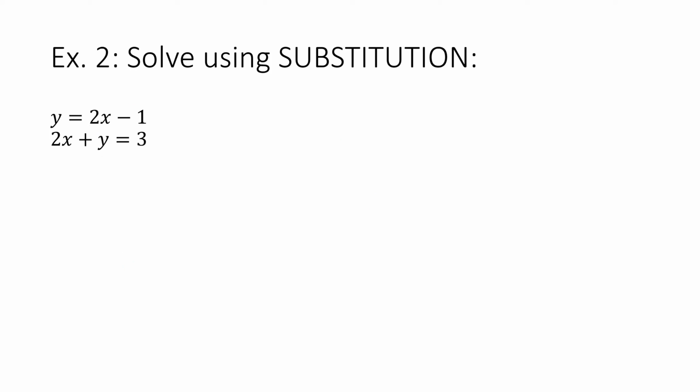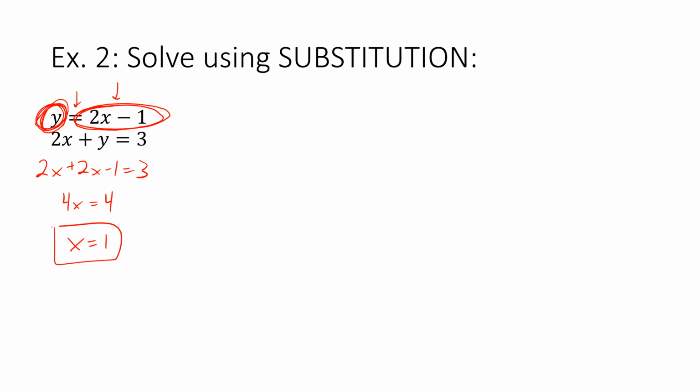All right, here again, y is isolated, which means that anytime I see a y, I can just as easily write 2x minus 1 because y is equal to 2x minus 1. So looking at the second equation, instead of 2x plus y, I could write 2x plus 2x minus 1. I have eliminated the y from this equation by substituting, and now I can simplify. 2x plus 2x is 4x, add the 1 to the other side, and x looks to be 1.